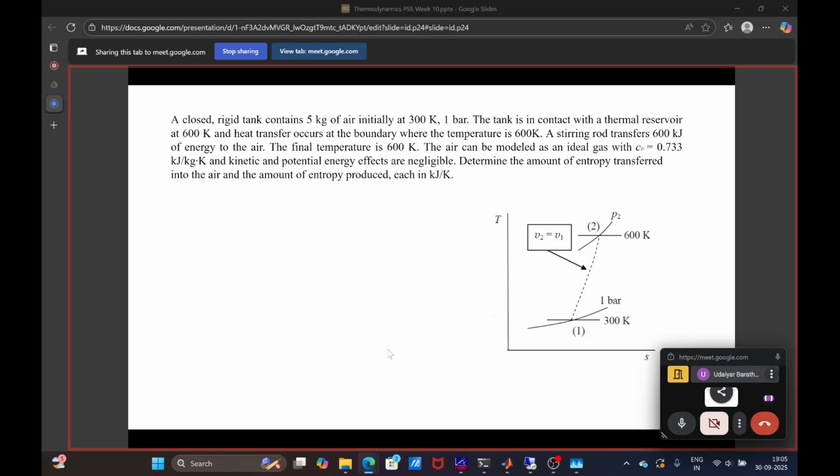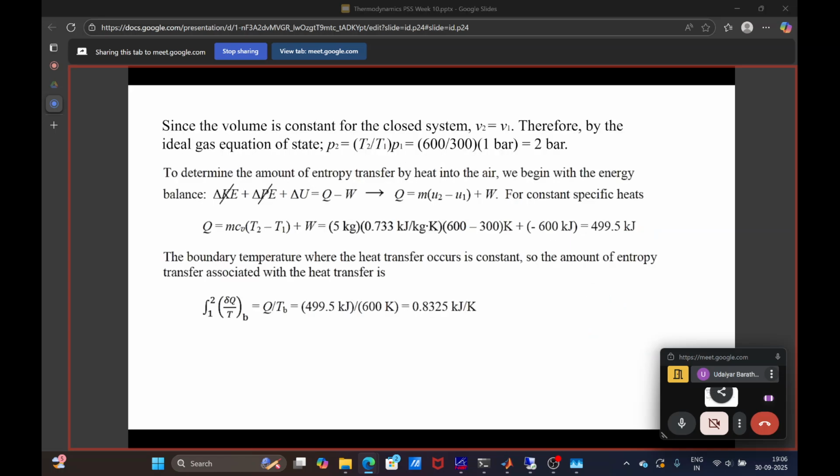The stirrer which has been added takes work of 600 kilojoules, and Cv is given, and we need to find out the amount of entropy transferred into the air and the amount of entropy produced, or in a sense the entropy change of the system and the entropy generated.